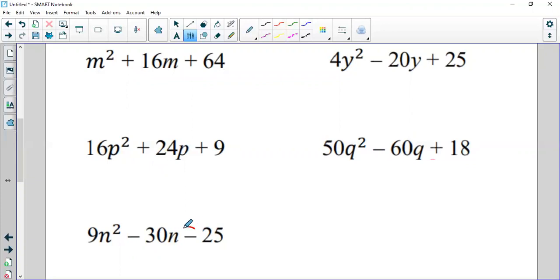Jackpot. Take a look at that C term. The C term is a negative. Even though that's a perfect square, this is going to cause a problem. We'll take a look at that in a minute.